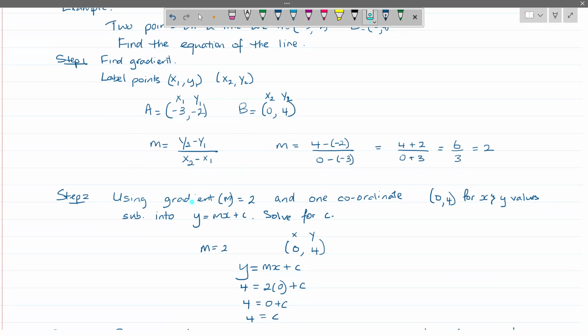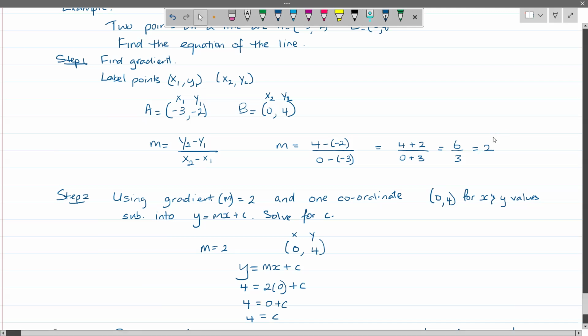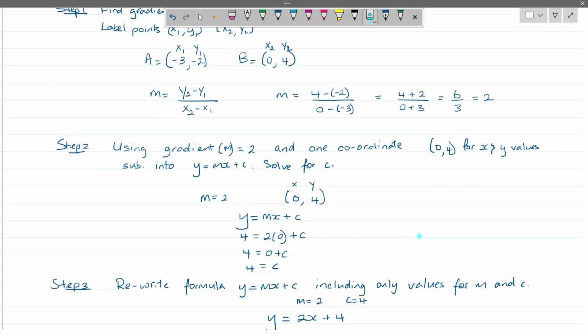We substitute our values. 4 minus, remember, if you have negative numbers, put them in a bracket, right? 0 minus minus 3. That's going to work out to give us 4 plus 2 over 0 plus 3. 6 over 3 is going to give us 2. So we have our gradient. Now we could actually go on to finding the equation of the line. So using the gradient, which is 2, which we just worked out, and any of the coordinates, I'm going to use 0, 4. Right? We need that for our x and y values.